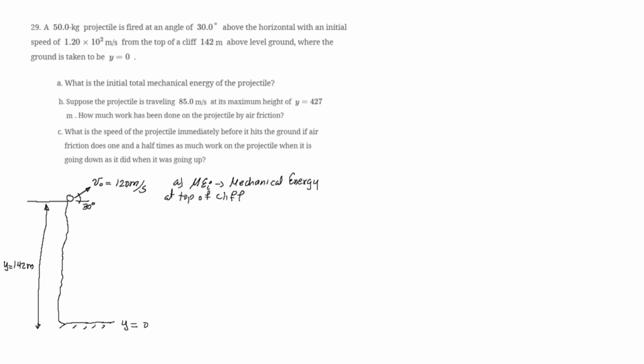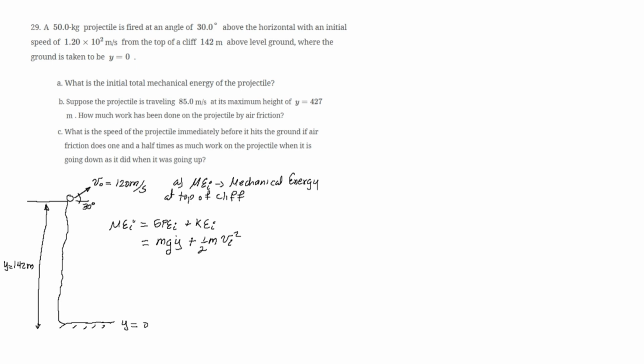When the projectile is fired, this mechanical energy initial is equal to the gravitational potential energy initial plus the kinetic energy initial. The gravitational potential initial will be mass times gravity times the initial height, which is y or h, 142 meters, plus the kinetic energy initial, that is equal to one half the mass times the square of the initial speed.